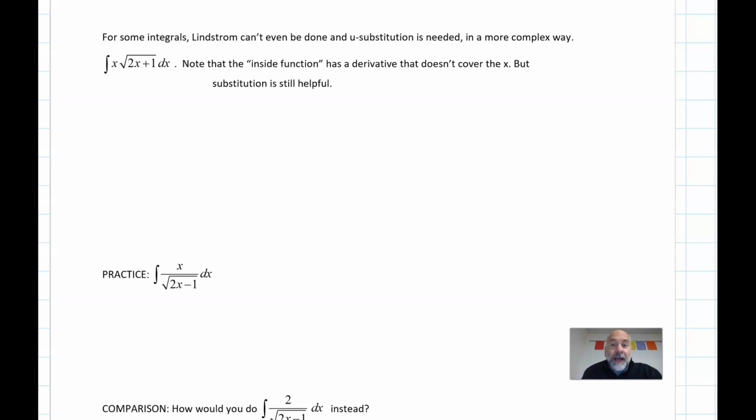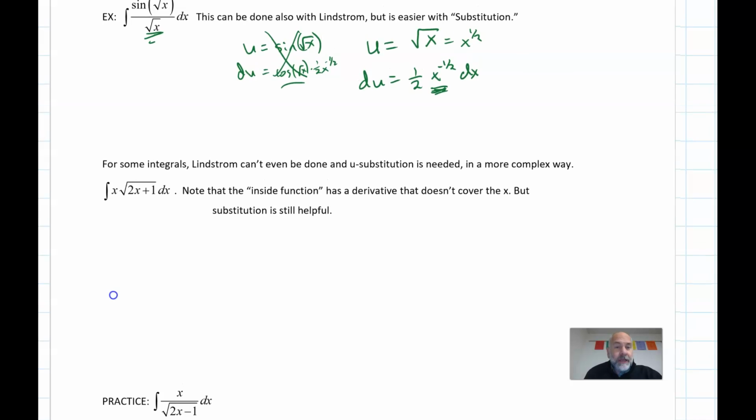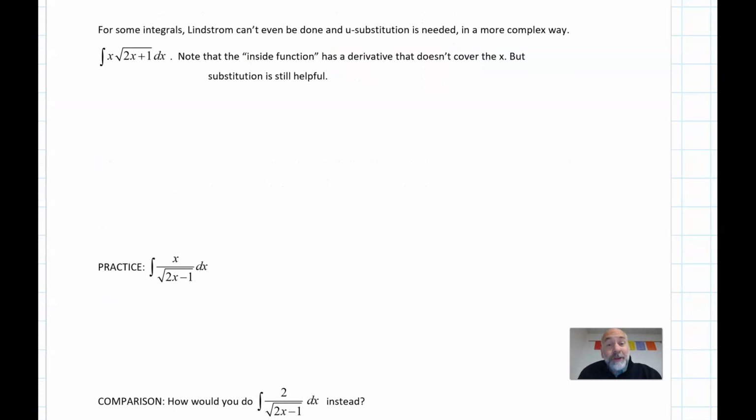Hey, BC Calculus. These are the rest of the notes for section 4.5. This is integration by substitution, and we're picking up exactly where I left off last time. For some integrals, you can't do it by inspection. You've got to use substitution, and it's a little more complex, but we'll show you what's going on here.